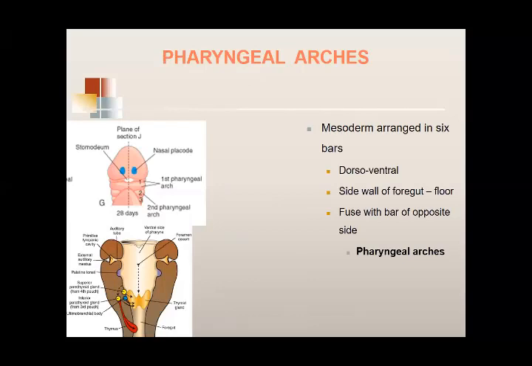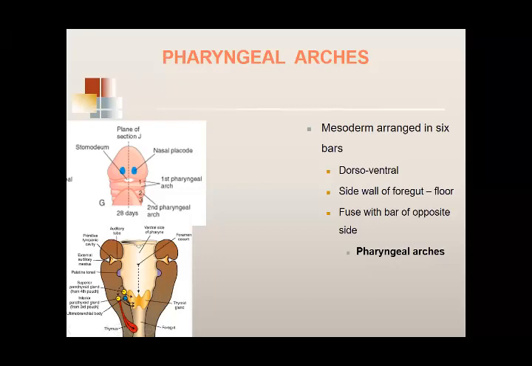Okay, let's talk about the pharyngeal arches. What exactly are the pharyngeal arches? This is the developing pharynx, the cranial most part of the foregut. This tube is basically formed, as we discussed earlier, by the foregut, which is formed by incorporation of the cranial most part of the yolk sac. Because of the head fold, the yolk sac gets incorporated into the body wall of the embryo.